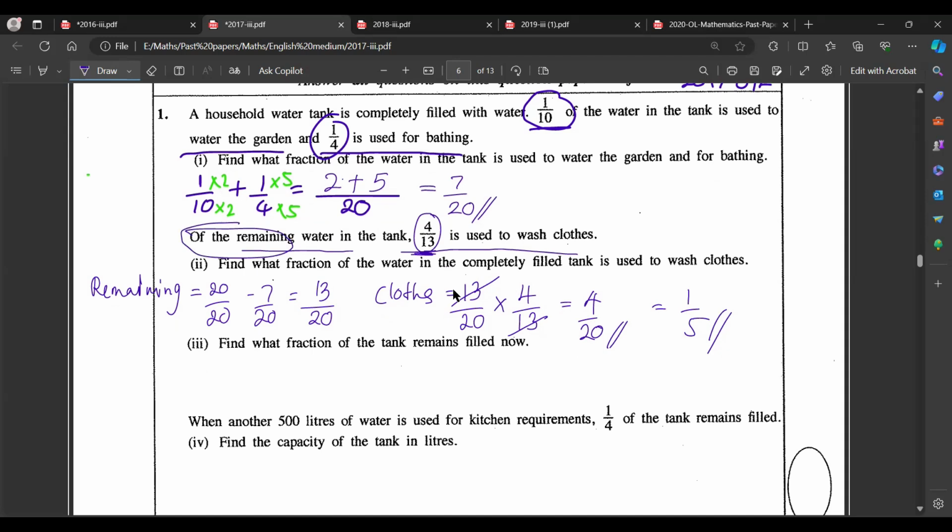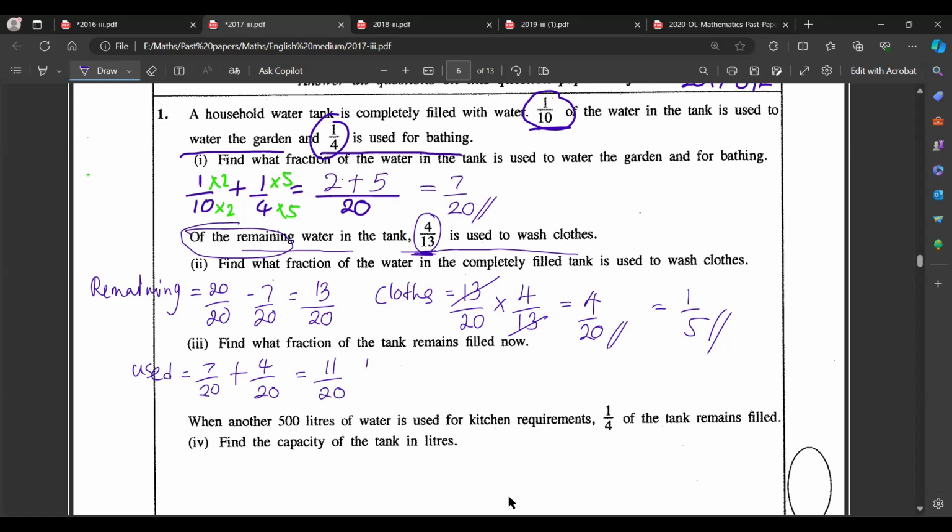So you have to take 4 over 13 of the remaining part. First of all, you have to think what is the remaining part. Okay. Now, find the used fraction and the remaining fraction. What is the used fraction now? Tell me used. In the beginning, they use 7 over 20 now. 7 over 20 used. And here, another 4 over 20 used. Altogether, 11 over 20 is used. They are used 11 over 20.